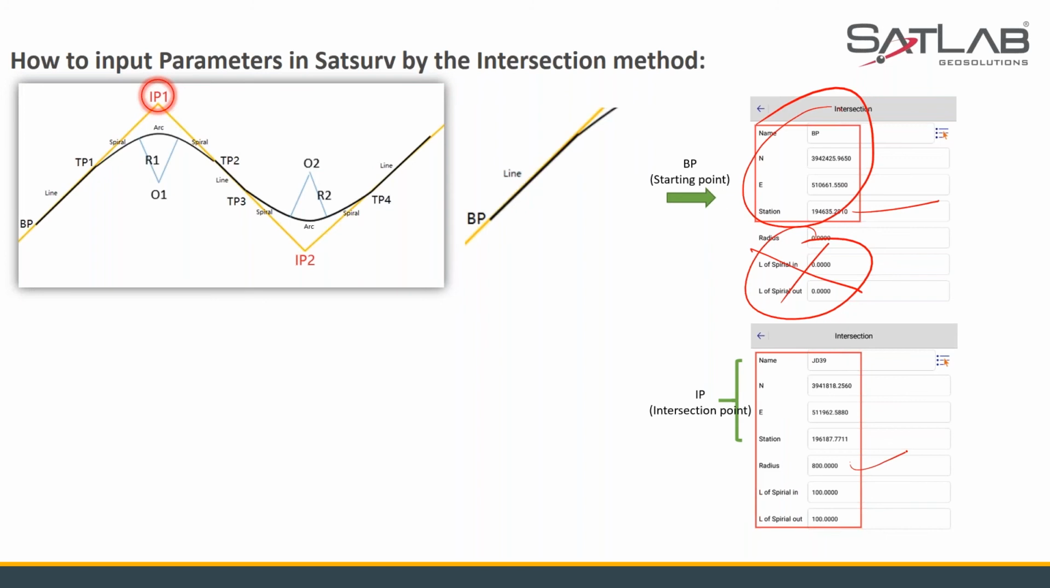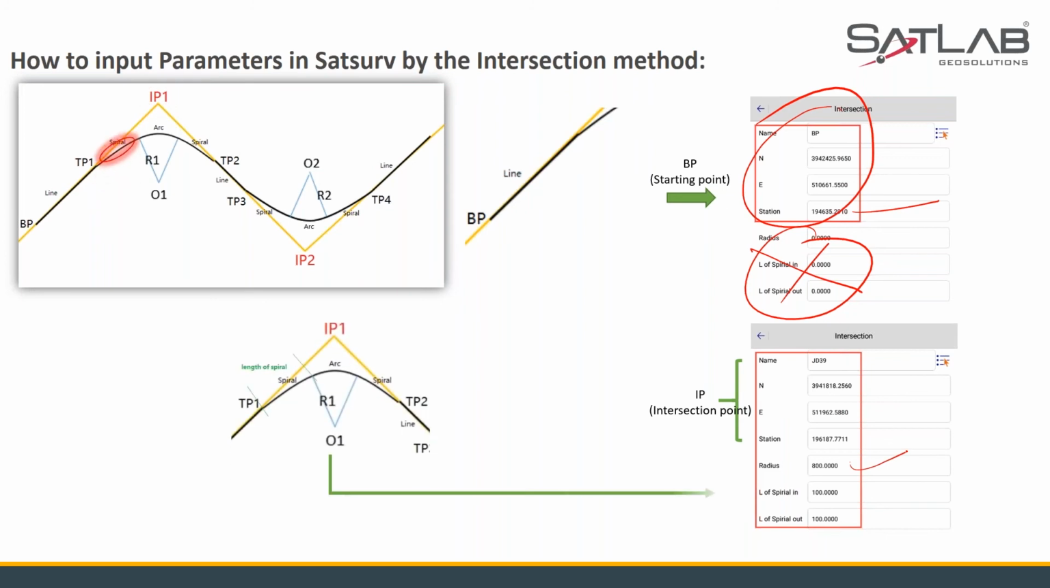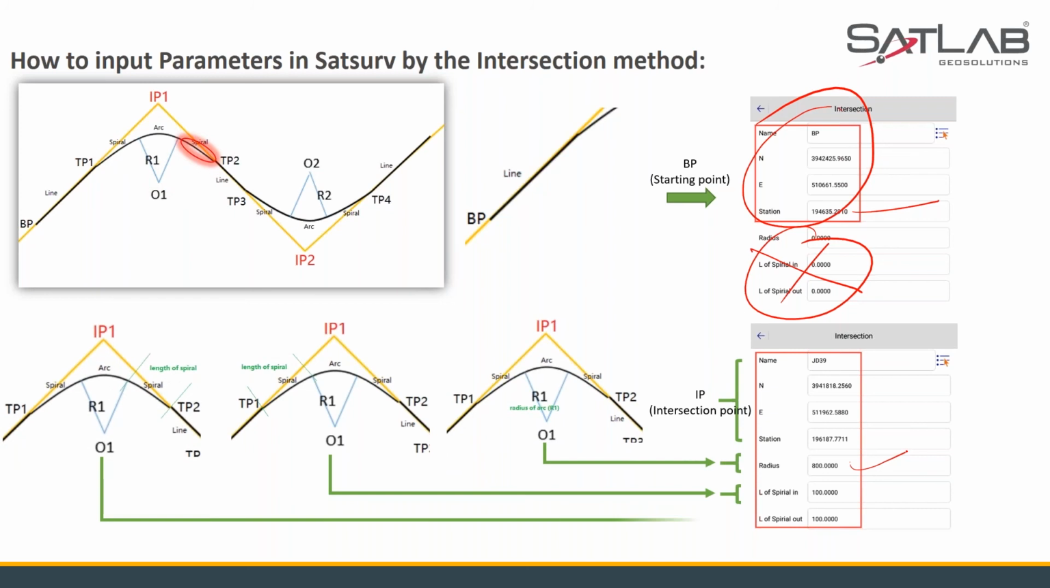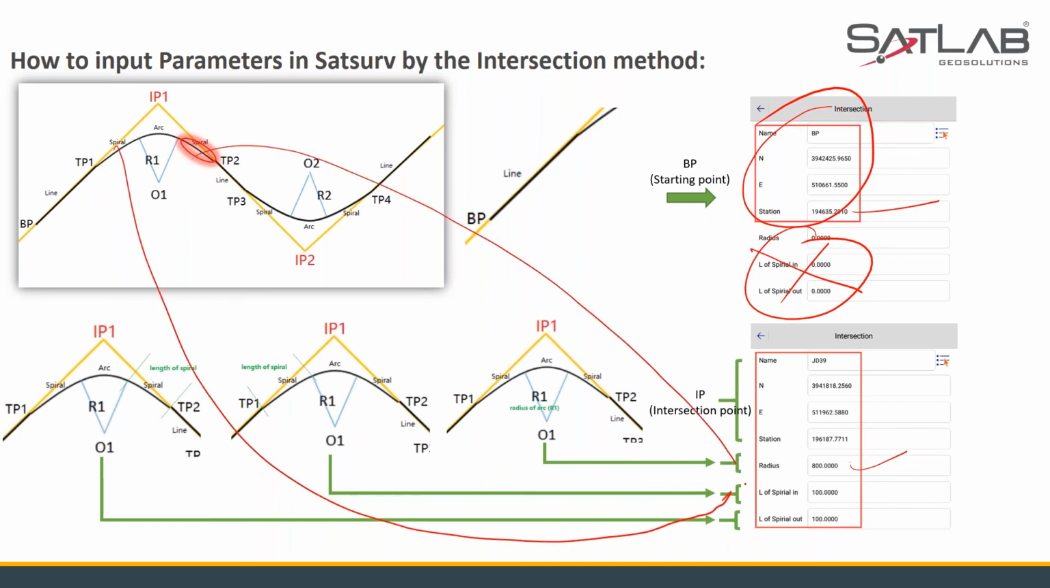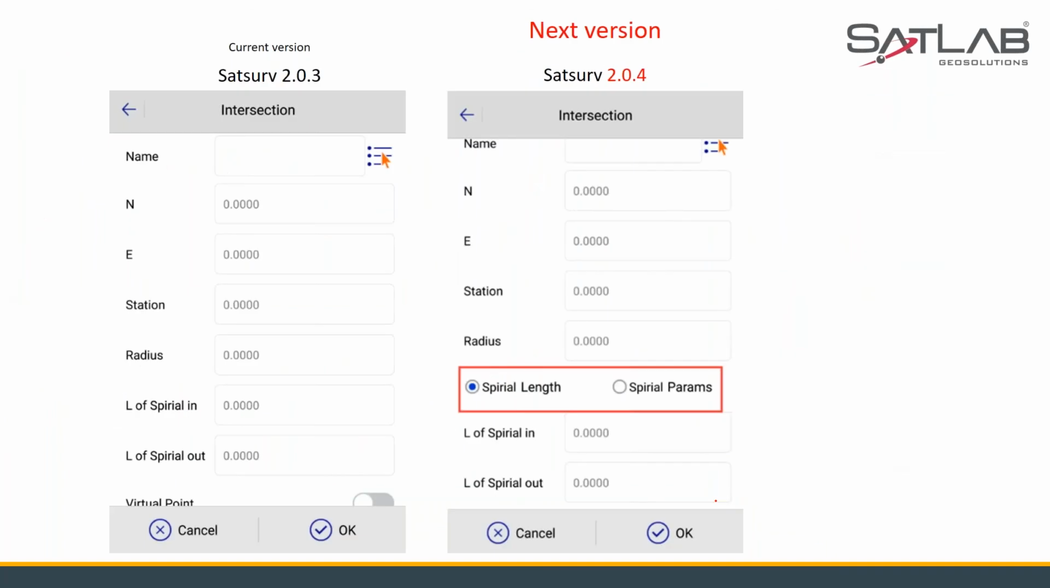So let's see how to input parameters in Satsurv by the intersection method. First is the beginning point. It is important that you give the coordinates of the beginning point as well as the station. Because I don't have any radius or spiral in, spiral out, I'll put 0, 0, 0. Then I'm giving the coordinates of the intersection point, IP1: the northing, easting, and station.